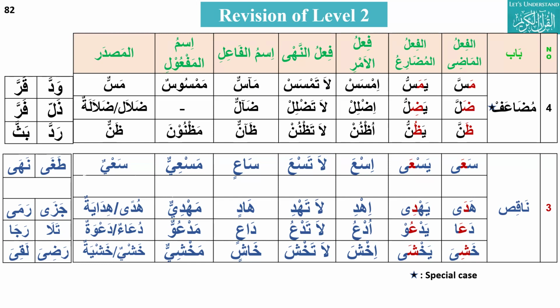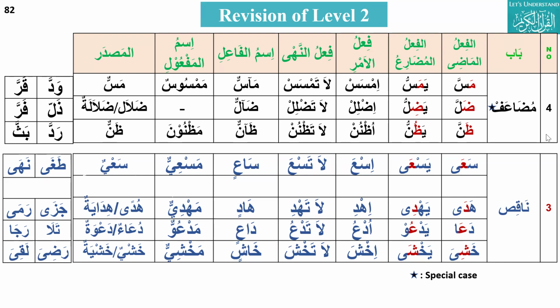Bab Naqis. First chapter is Sa'a Yas'a. Sa'a means he ran. What is the second case? Second case is Hada Yahdi.